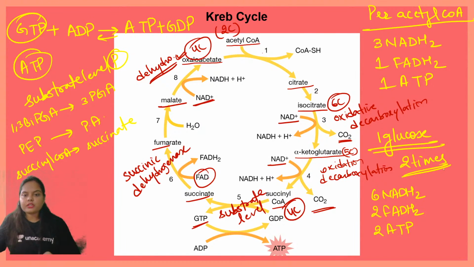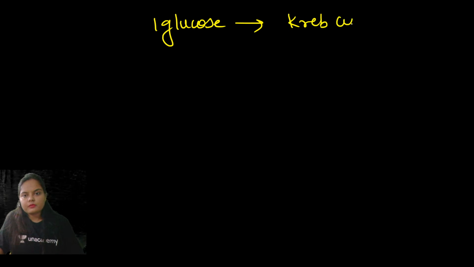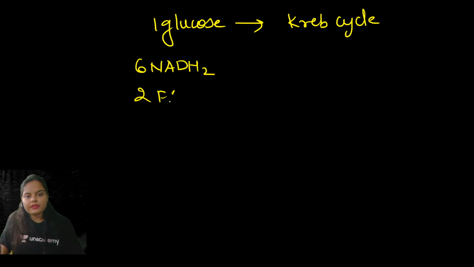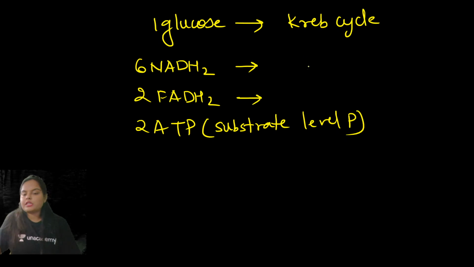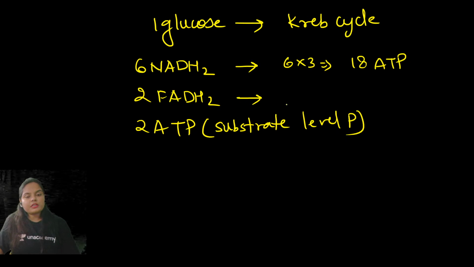And we know that each NADH2 molecule, let me take the screen. So per glucose molecule, for one glucose in Kreb cycle, what are we getting? We are getting 6 NADH2 molecules, 2 FADH2 molecules and 2 ATP. And these ATPs are through substrate level phosphorylation. Now, as I told you, 1 NADH2 molecule is equivalent to 3 ATP. So 6 into 3 becomes 18 ATPs. 1 FADH2 molecule is equivalent to 2 ATP, so 2 into 2 becomes 4 ATP. And here we have 2 ATPs direct.